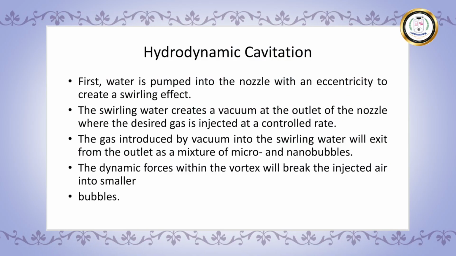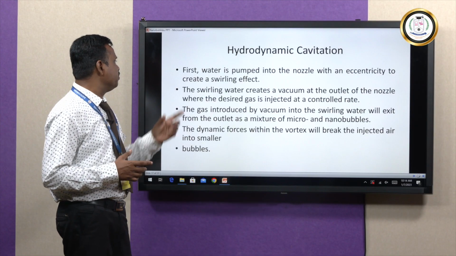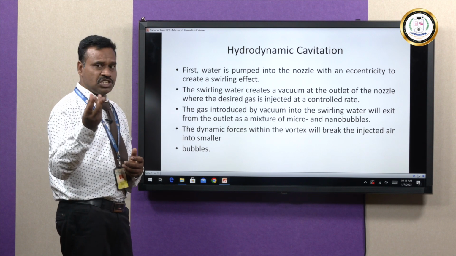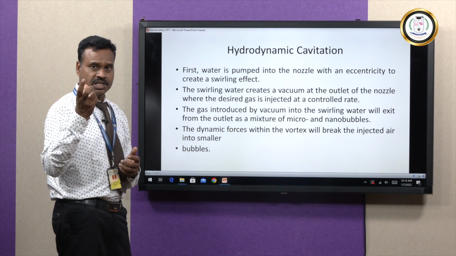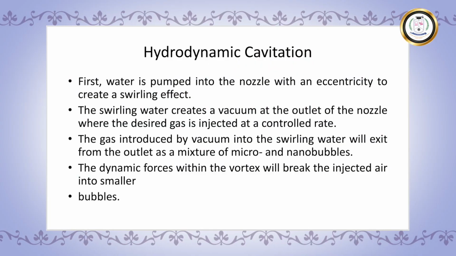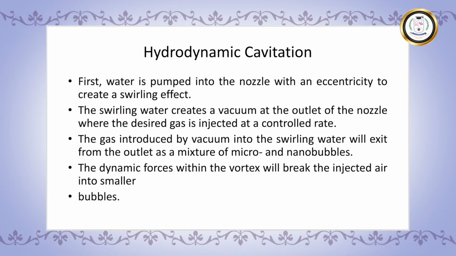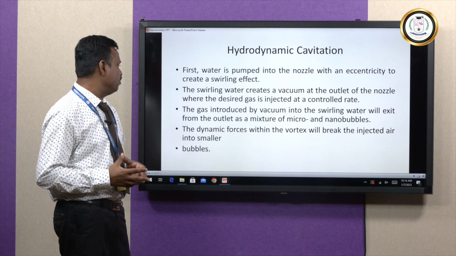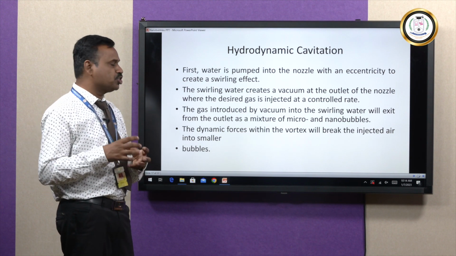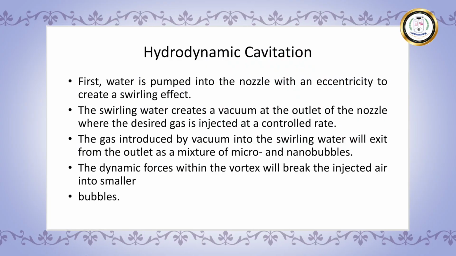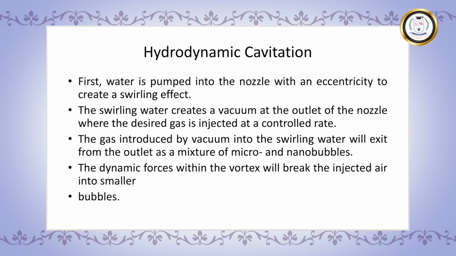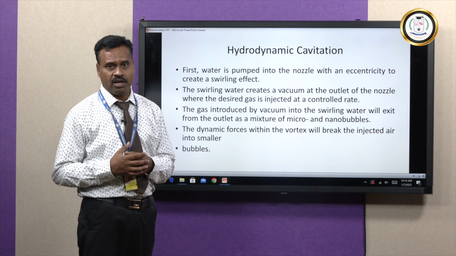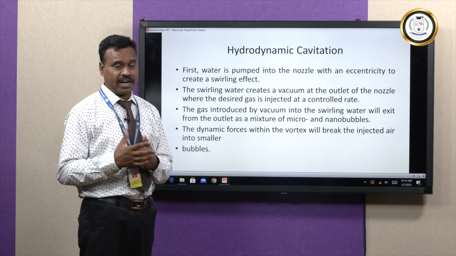So, hydrodynamic cavitation. What is hydrodynamic cavitation? Water is pumped into the nozzle, which is placed inside the tank with eccentricity to create a swirling effect, that is called the shearing force which I told. This swirling water creates a vacuum at the outer surface of the nozzle where the desired gas will be injected. So the gas introduced by vacuum into the swirling water will exit from the outlet as a mixture of micro and nano bubbles. We cannot say that by using this air or oxygen we can generate only nano bubbles or micro bubbles. That can be decided by special techniques like NTA, non-destructive nanoparticle tracking analysis, or SEM analysis.